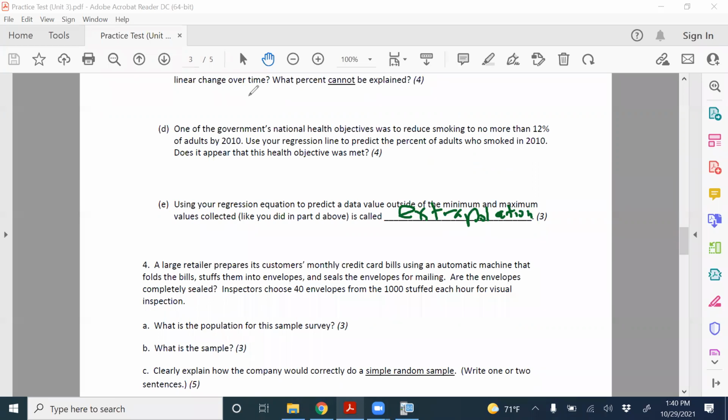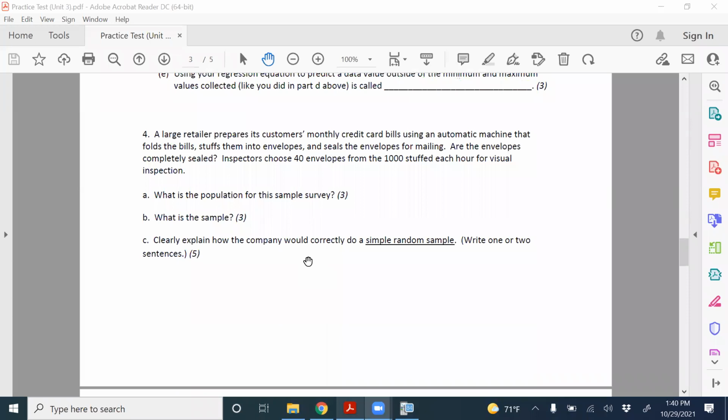But I want you guys practicing plugging this in your calculator. That's really what I want you guys doing today. For number 4, what was the population?